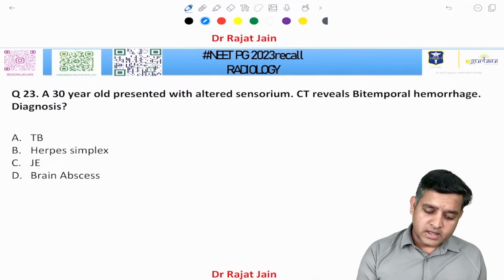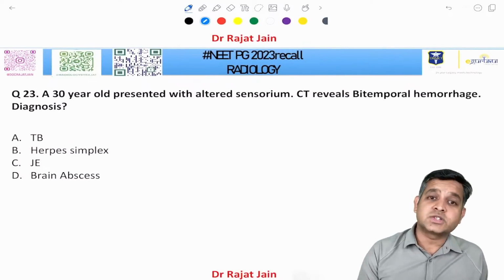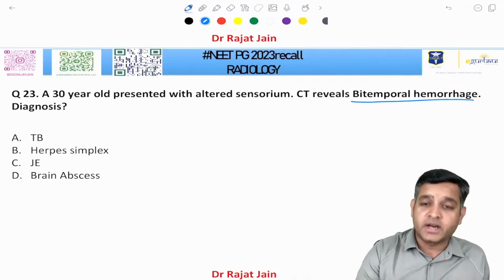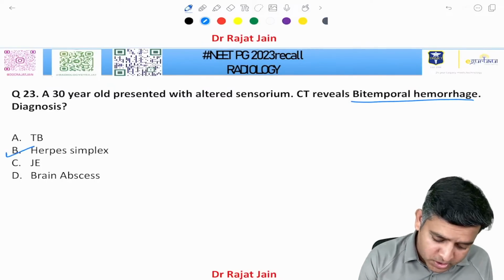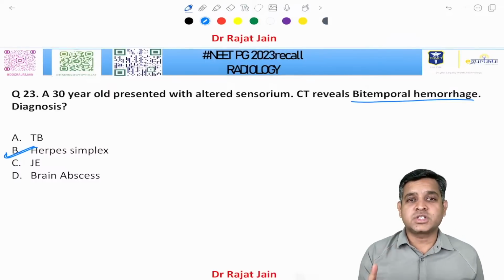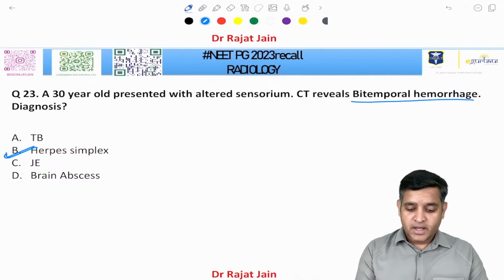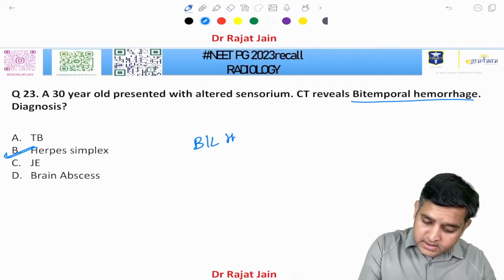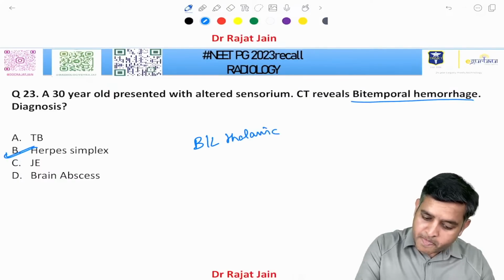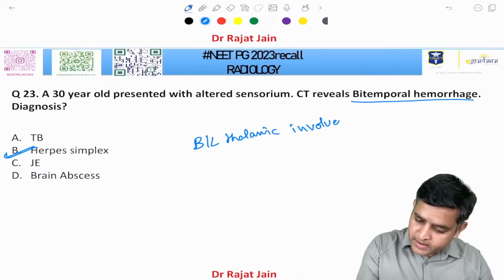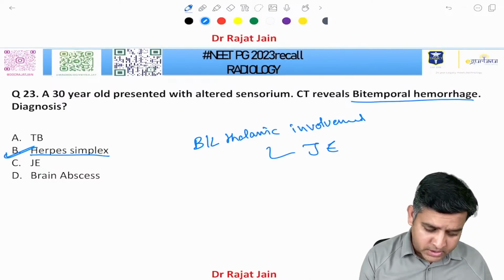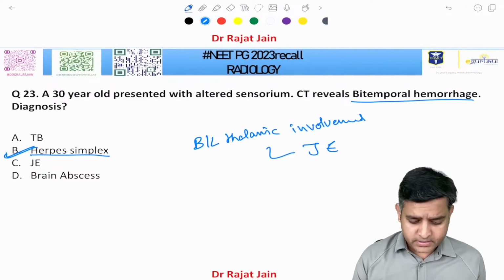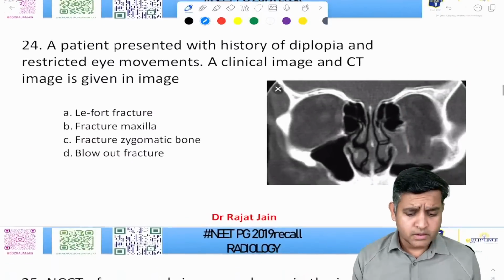23. A 30-year-old presented with altered sensorium, CT revealed bitemporal hemorrhage. Bitemporal involvement is a diagnostic feature of herpes. Please remember, if you see bilateral thalamic involvement on CT or MRI, your answer will be JE. If you see bilateral temporal lobe involvement, then the answer will be herpes, right?